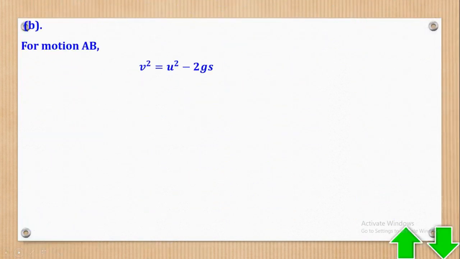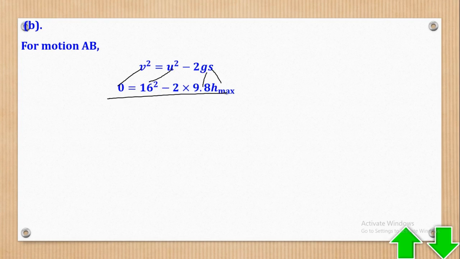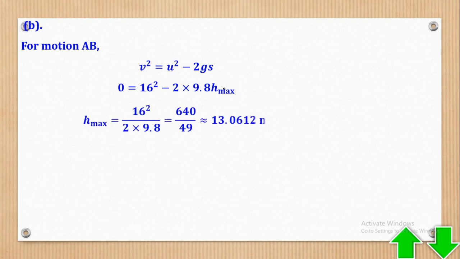So you substitute for v, u, g and s. V is final velocity, which is 0, u is initial velocity, which is 16, g is 9.8, and s is h max. Realize that we have only one unknown, therefore we can simplify and make h max the subject, to come to be 13.0612.